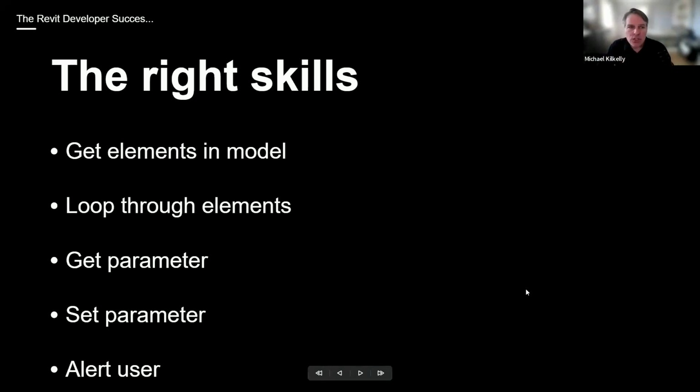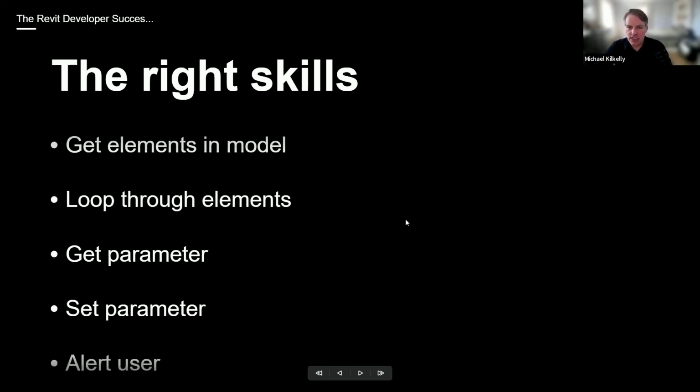Okay. So let's talk about the right skills, and I'm going to demo this inside of Launchpad. I'm going to show how to get elements in the model. We're going to loop through those elements. We're going to get some parameters and set parameters, and then we're going to alert the user. So this is, from a coding perspective, pretty straightforward, but these are skills that we use all the time when we're building more complicated add-ins.